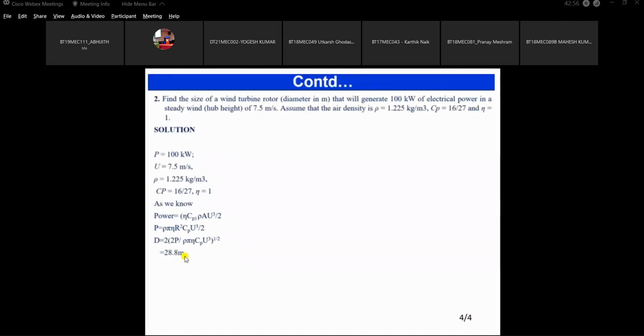So now the next question is, it is a simple question based on the previous formula. Find the size of a wind turbine rotor, diameter in meter, that will generate 100 kilowatt of electrical power in a steady wind at hub height of 7.5 meter per second. Assume that the air density is rho equal to 1.225 kg per meter cube and Cp is given here as 16/27 and efficiency equal to 1. So note it in your notebook and try to solve it.